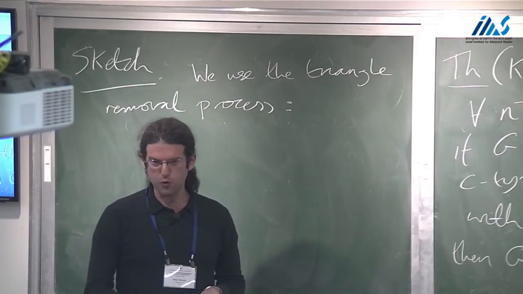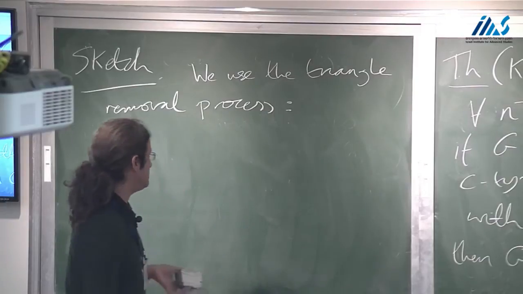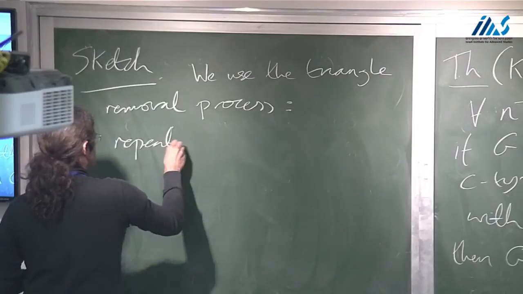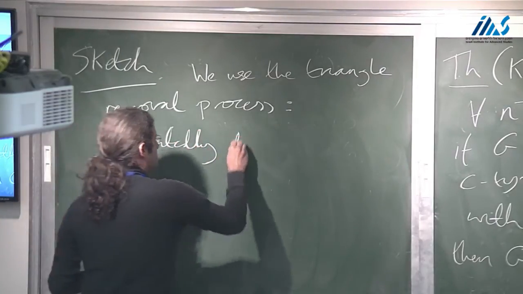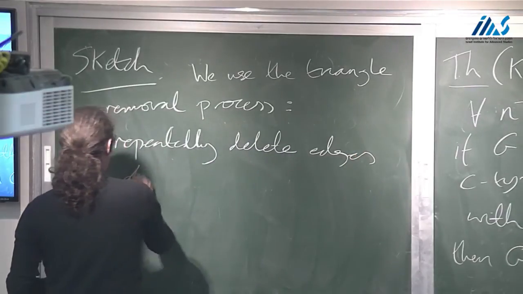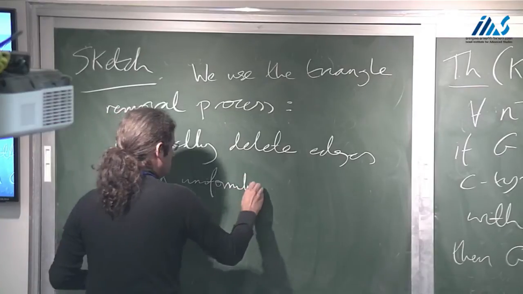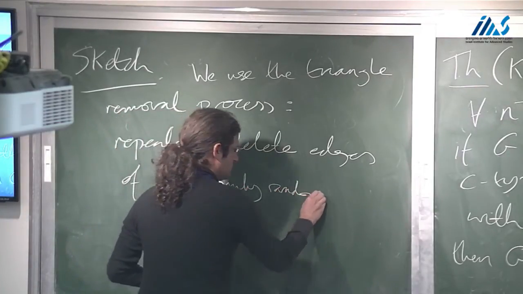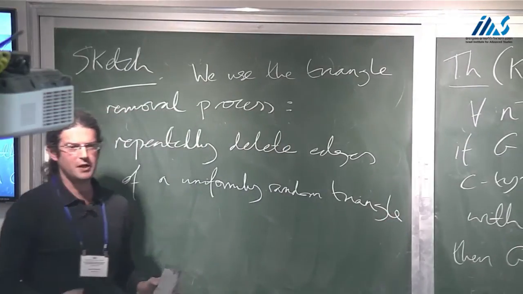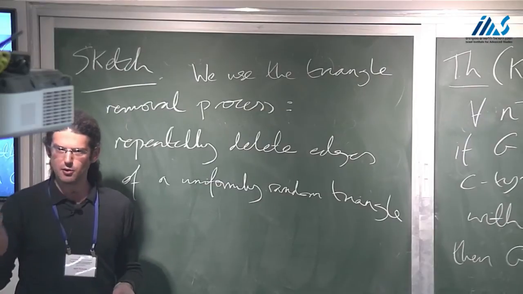You have a graph. You choose a uniformly random triangle. You delete it, and then you repeat. So repeatedly delete the edges of a uniformly random triangle. A bit of an informal statement, hopefully it's clear. I have the complete graph, I choose a random triangle, I remove it. Now I have some other graph, I choose a random triangle, I delete it, and so on.